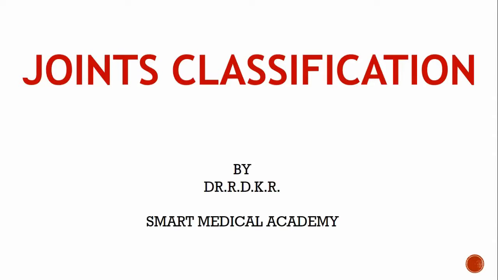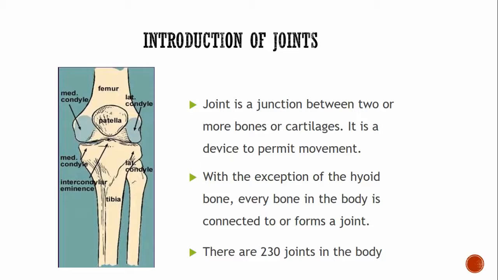We are continuing with the second part of the anatomy, and the second lecture is joints classification. Let us know what is meant by a joint. I think most of you would have known that it is a junction between two or more bones or cartilages. It is a device to permit movement like flexion and extension. The only exception is the hyoid bone. Except the hyoid bone, every bone in the body is connected to or forms a joint, but the hyoid bone is not connected.